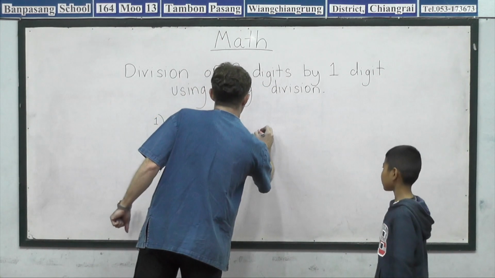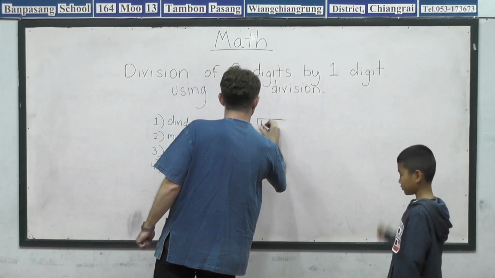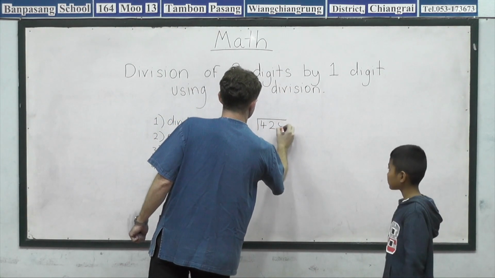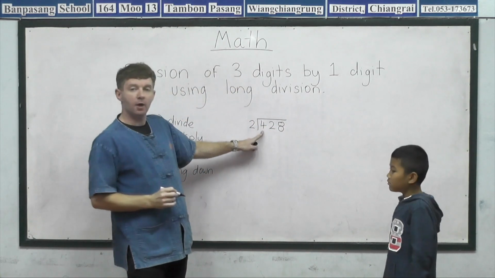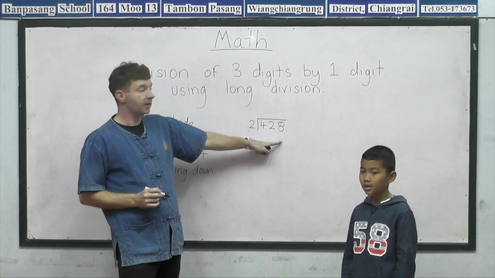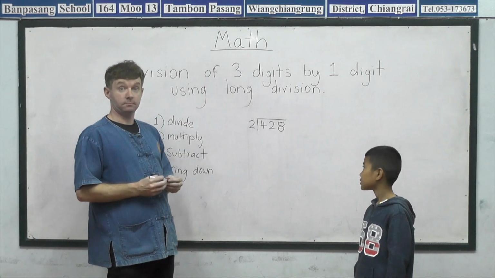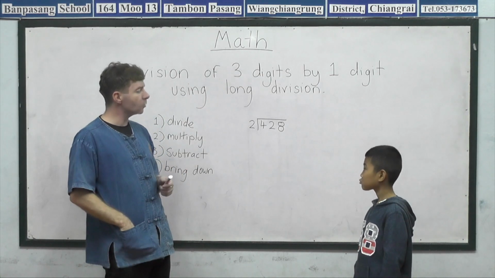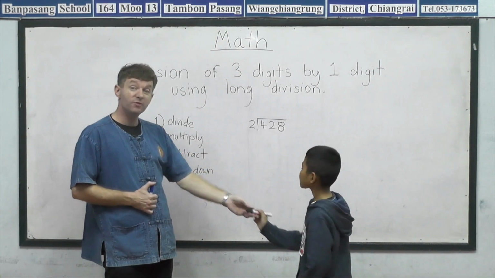So we'll draw our division table and we will have 428 divided by 2. Okay. Bangpon, what colour would you like? Would you like black or blue? Black. So over to you.